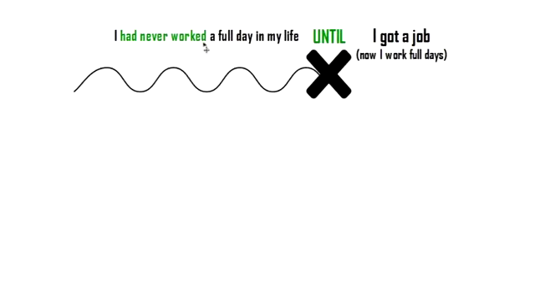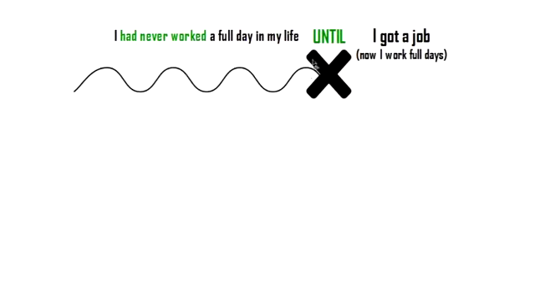I had never worked a full day in my life until I got a job. So that means that, well, now I work full days. But until I got a job, I had never worked a full day in my life. Now, when I use until in the past tense, I'm often using that grammar, the past perfect. Had, in negative, had never, and here's my past participle, worked.